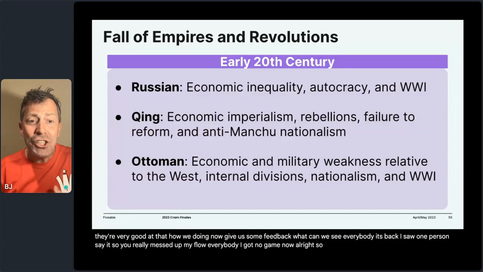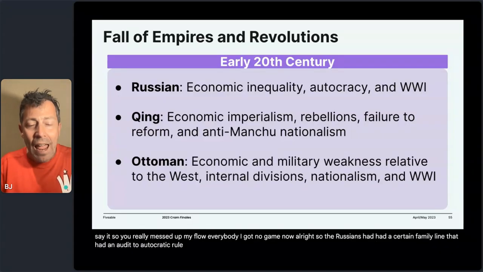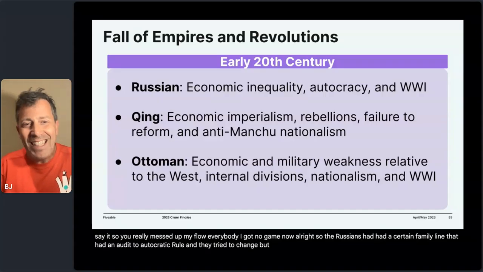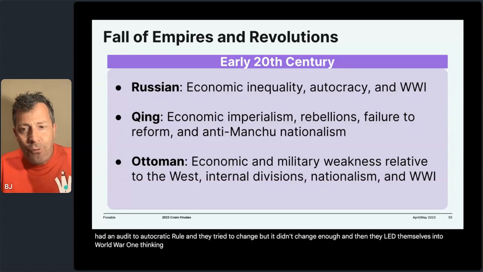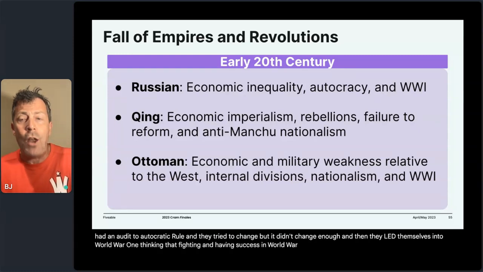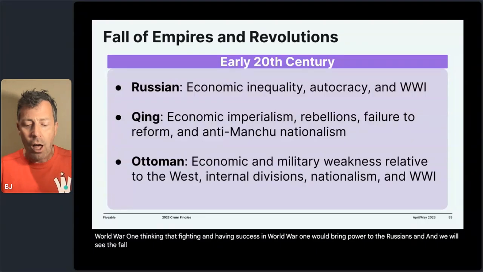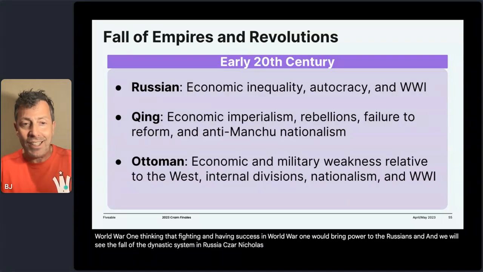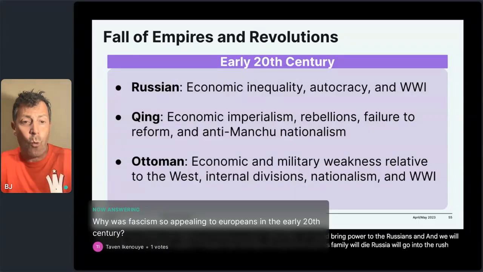All right. So the Russians had a certain family line that had an autocratic rule, and they tried to change, but it didn't change enough. And then they led themselves into World War One, thinking that fighting and having success in World War One would bring power to the Russians, and the opposite happens. And we will see the fall of the dynastic system in Russia. Tsar Nicholas II, he and his family will die. Russia will go into the Russian Revolution.